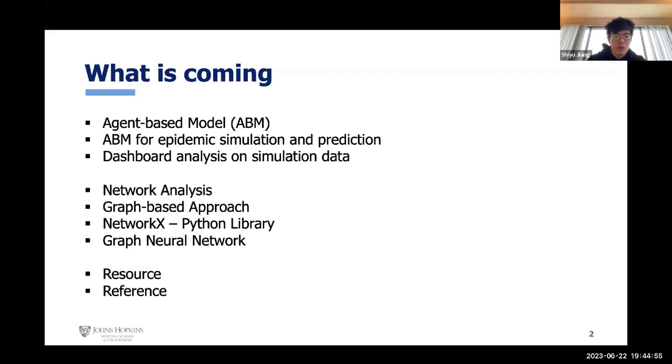So we are using the package called NetworkX to build the data and build the graph. And we are also using some built-in functions to do some algorithm analysis and prediction. And after that, I will give you some intuition about how maybe we can use graph neural networks to do some further analysis. And then we have some resources for reference.